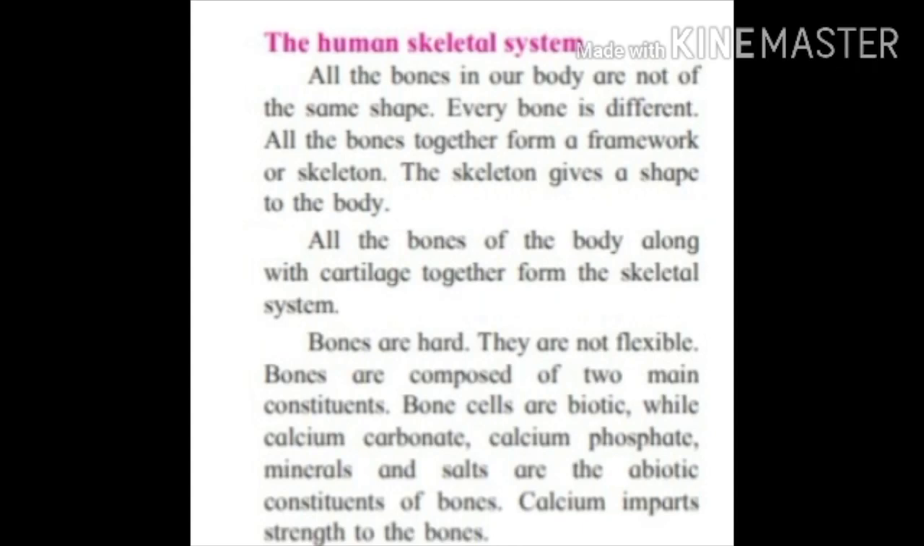Now students, all the bones in our body are not of the same shape. Every bone is different from the others. All these bones together form a framework, or you can call it a skeleton. The skeleton basically gives shape to your body. All the bones of the body along with cartilage together form the skeletal system.